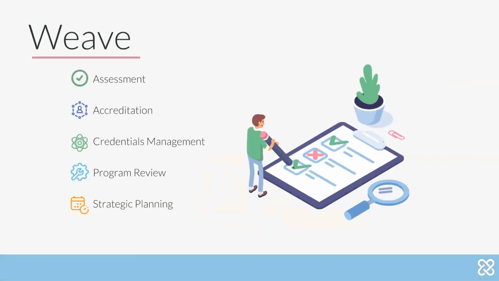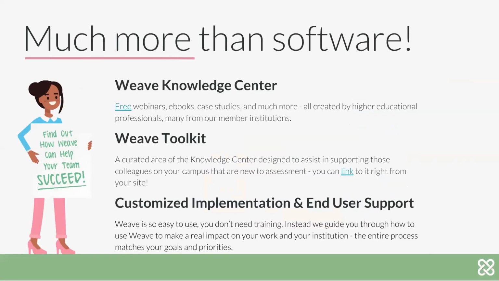These are the different types of things that we can help you with. Pretty much all things IE related: assessment, accreditation, credentials management, program review, and strategic planning. Those are all things that we have knowledge in and solutions for. And we also have that Knowledge Center. You just go to our website, weaveeducation.com, and then go over to Knowledge Center, and all of those are available for free to anyone. We really like to participate with this community in providing these resources.